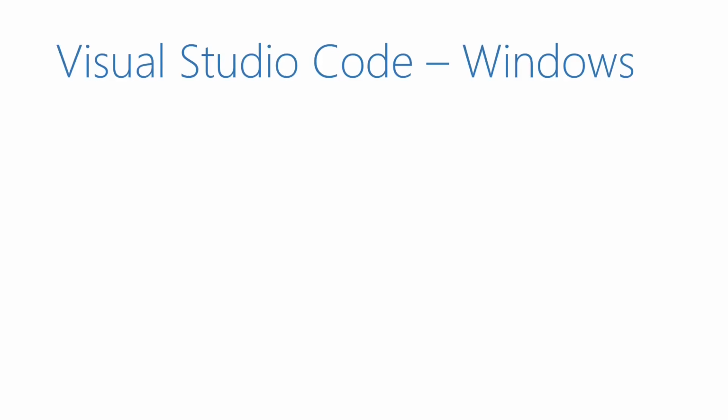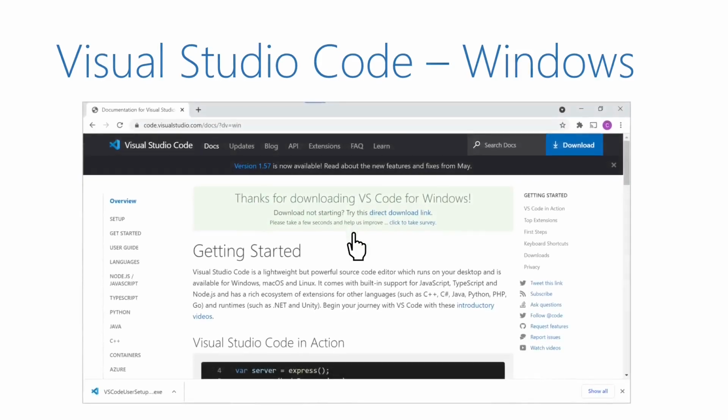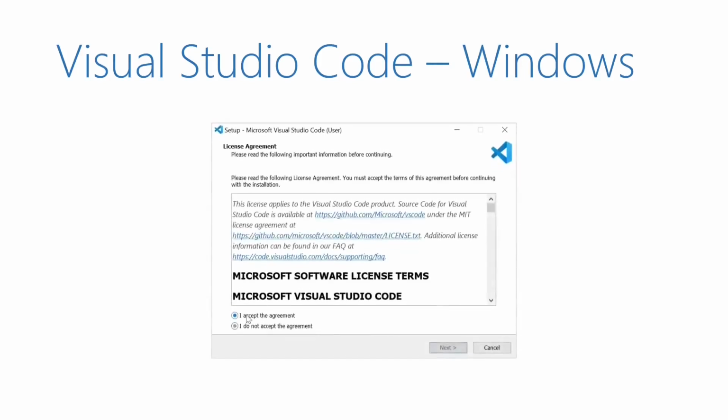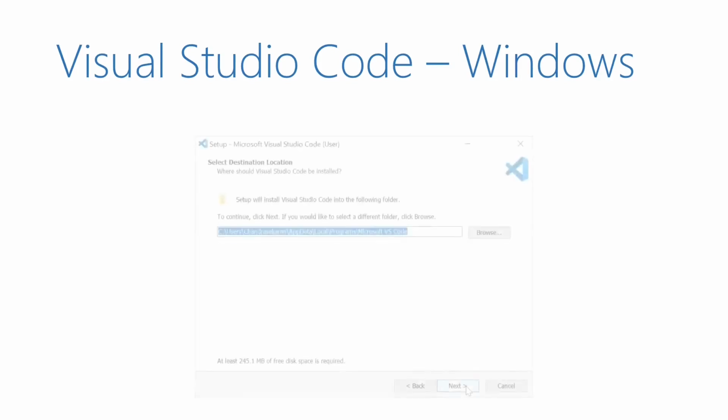In this video, I will provide instructions to install Visual Studio Code in Windows. Once the download is completed as per the instructions provided in the previous video, click and run the downloaded executable file. This will display the license agreement.